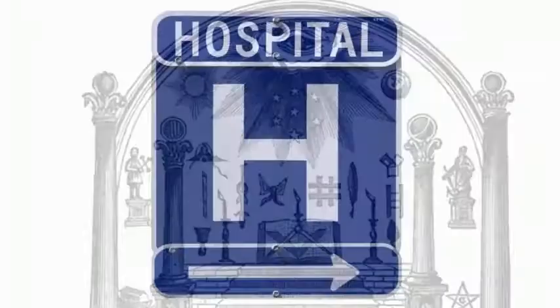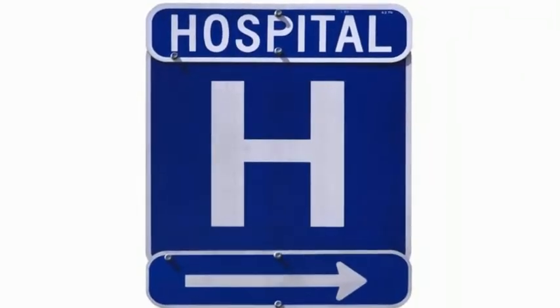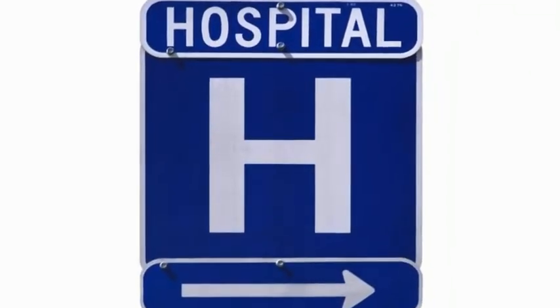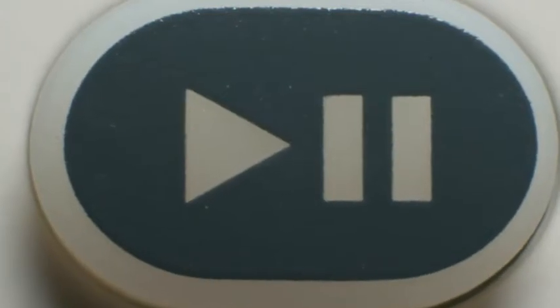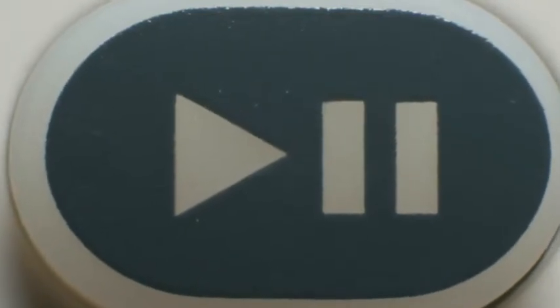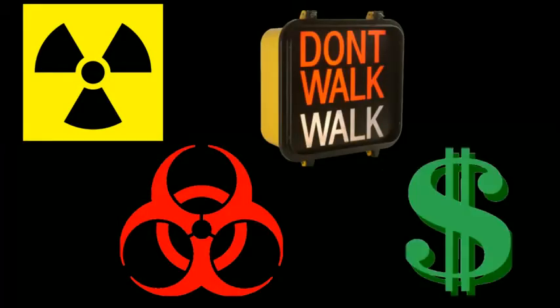A world where hospital signs lead to fire stations and elementary schools. A world where the play and pause symbols have no bearing on what the buttons actually do. A world where radiation signs, biohazard symbols, don't walk signs, and dollar signs are placed randomly throughout the city and used interchangeably. You get the idea. If used randomly and without repeating context, the symbol fails to be a symbol at all. We don't use symbols randomly. We can't afford to, and neither can the Illuminati.